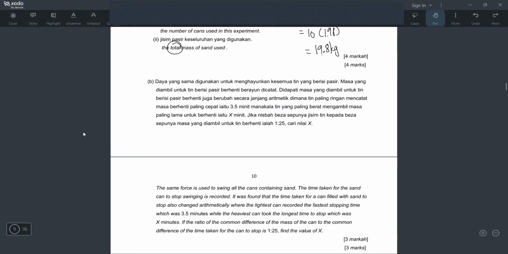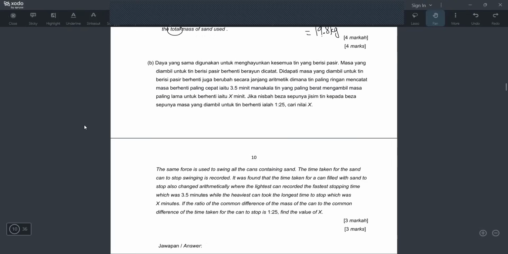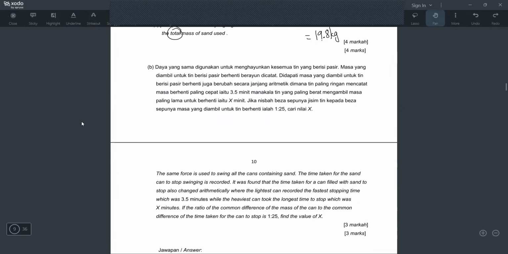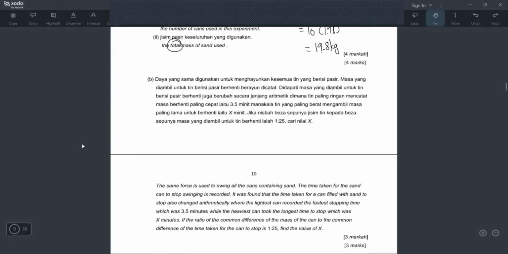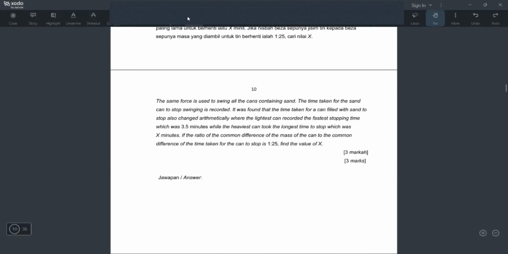Okay, let's continue with B question. Okay, B question, is it related to A question? I'm not sure, but let's read it. Okay, let's read it here. So the same force is used to swing all the cans containing sand. Okay, the time taken for the sand, I think this one, to stop. I think the time taken for the sand to stop swinging is recorded.